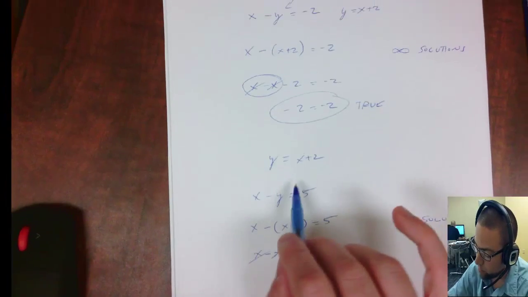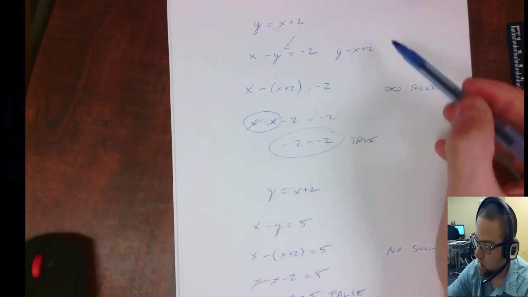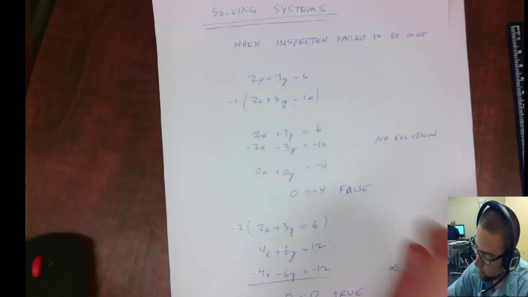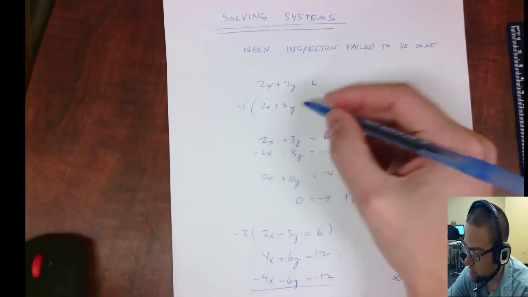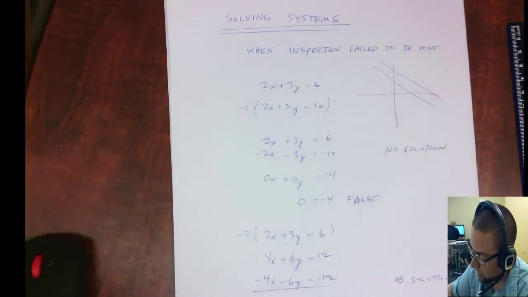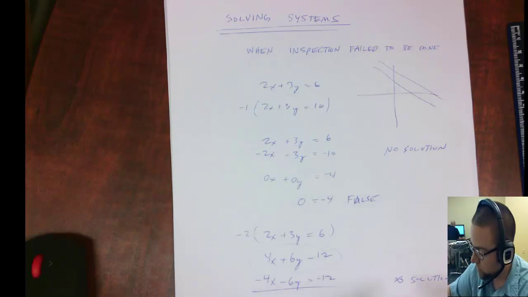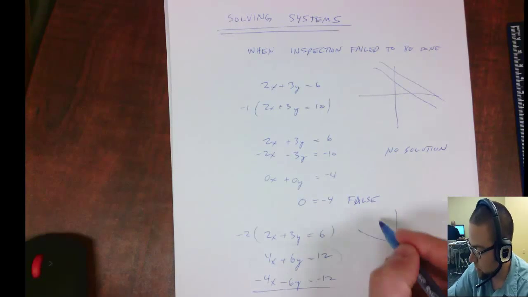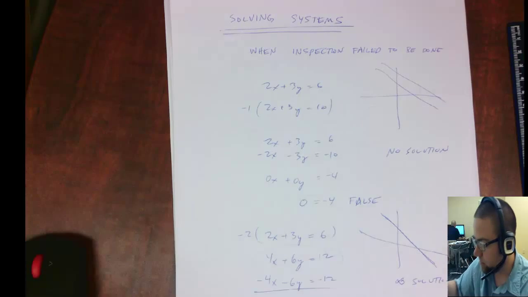And if I were to graph these, I would have parallel lines. If I were to graph these, it would be the same line right on top of each other. Going back here, no solution means these two lines, when I graph them, would be parallel. So something like that. If I were to graph these, they would be the same line, right? So the same line right on top of itself. Okay?